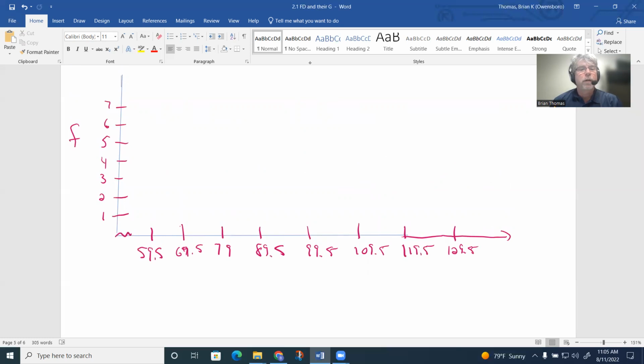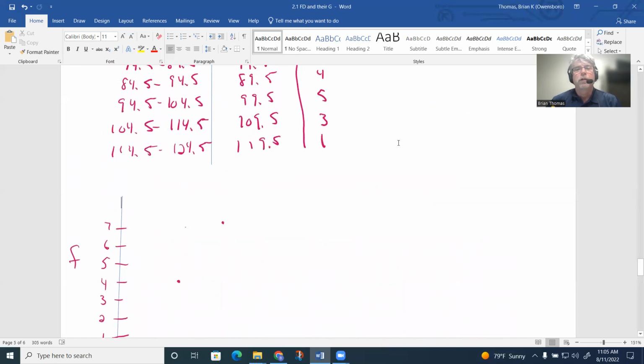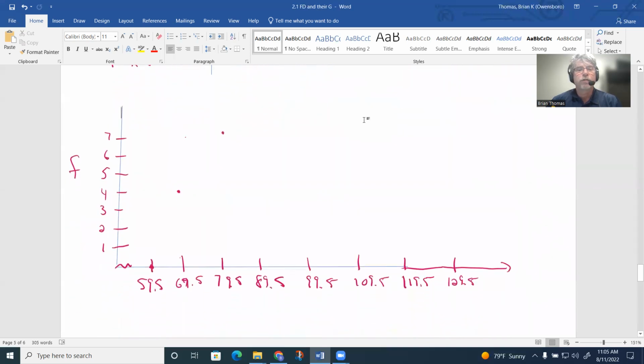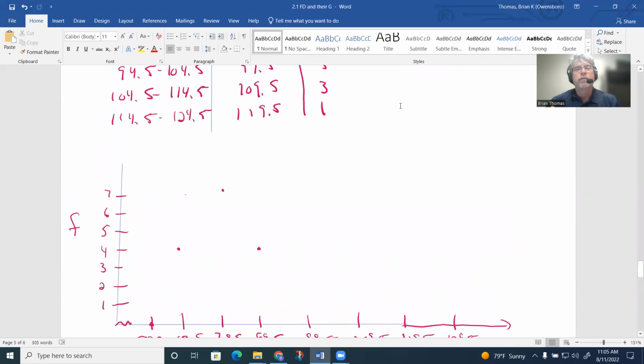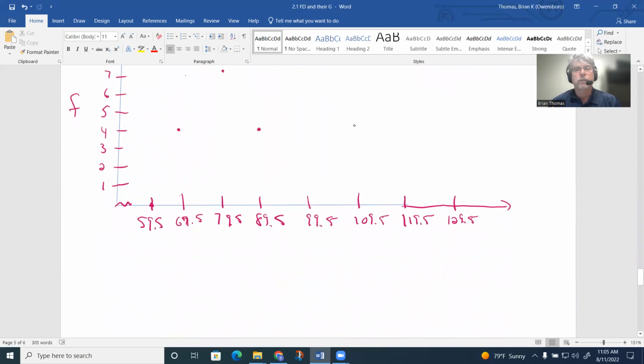So what I'm going to do is plot my frequencies now. At 59.5, there wasn't any, so the frequency is 0. At 69.5, that's where we had that 4. 79.5 is where we had that 7. 89.5, we had that 4. And then at 99.5, we had the 5, so it goes back up to 5. At 109.5, it was 3. At 119.5, it was 1. And then we were back to 0.